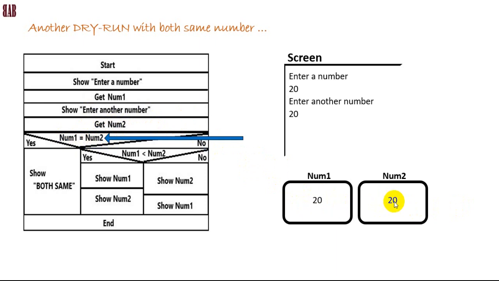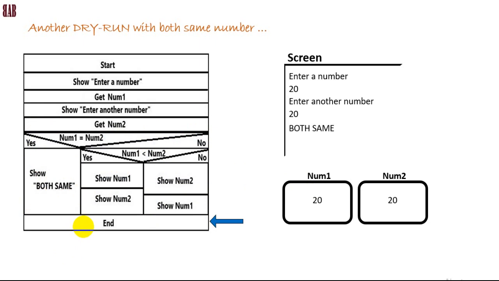This is 20, this is 20, so they are the same. So therefore it will go through the yes side, not the no side. So when it goes to the yes side, it's going to do this part. So this will not happen. So when it comes here to the yes side, you go to the next line, which happens to say show both same. So it will display that message, both same. And after doing that, it will go to the next line, which is end. So that brings us to the end of this.